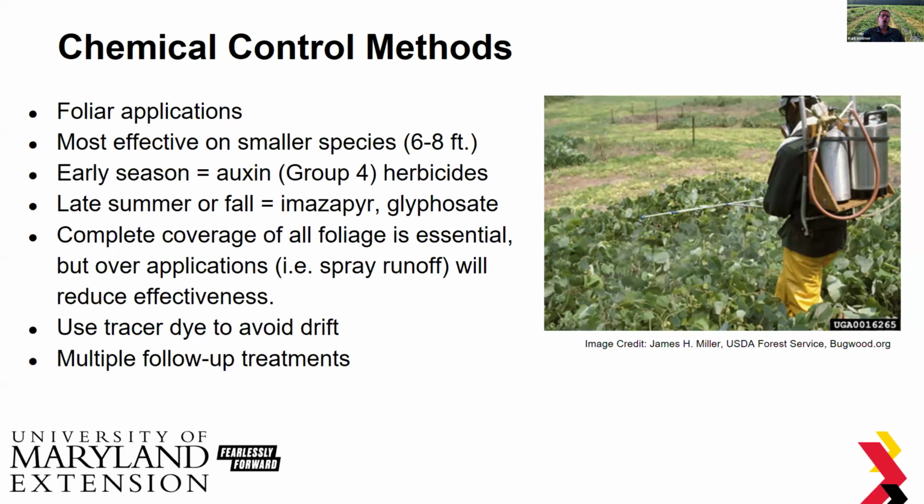Now, when you're making foliar applications, it's important to remember that complete coverage of all foliage is essential, but you don't want to spray so much that you get runoff, because that's going to reduce effectiveness and you're also going to waste herbicide. Another tip for making foliar applications is to use some sort of tracer dye to make sure you're actually hitting your target plant and not injuring any desired natives in the area. And with foliar applications, multiple follow-up treatments will be likely.